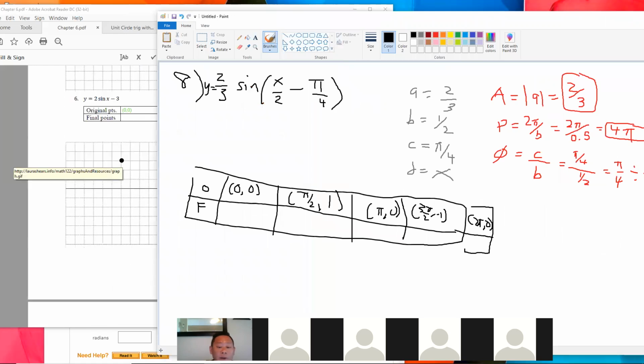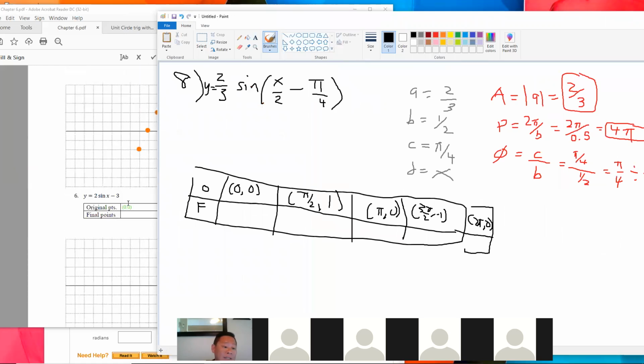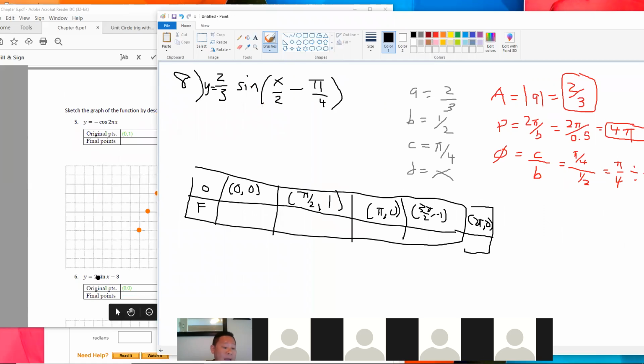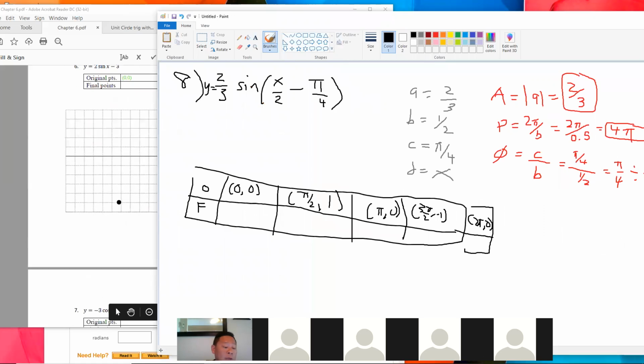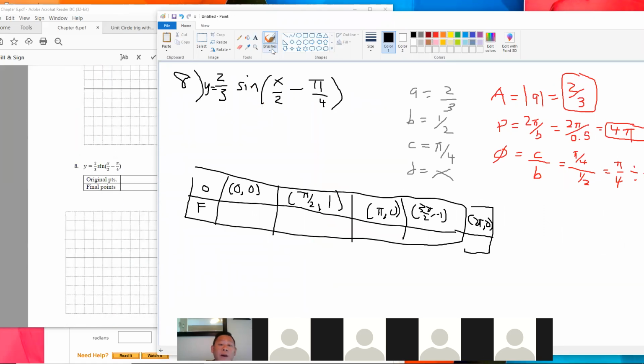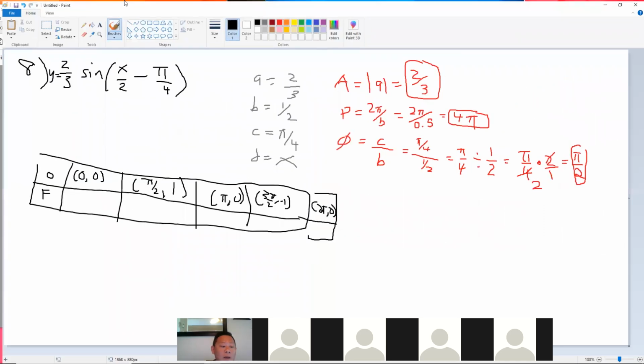And this is fixed. Some of you ask me, is this number fixed? Yes, this is fixed for sine and this is fixed for cosine. So you cannot change these original points. Okay, so now what we need to figure out is your final points here.